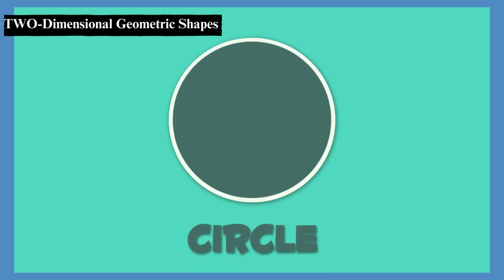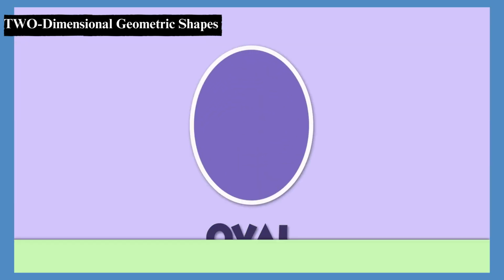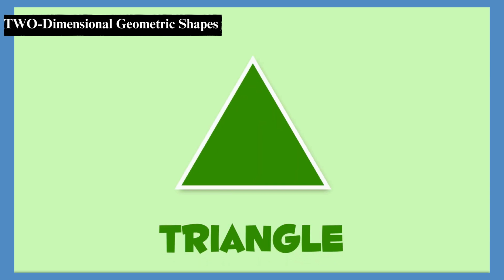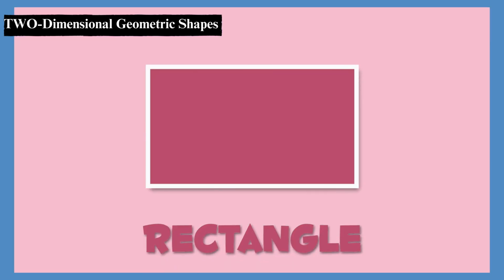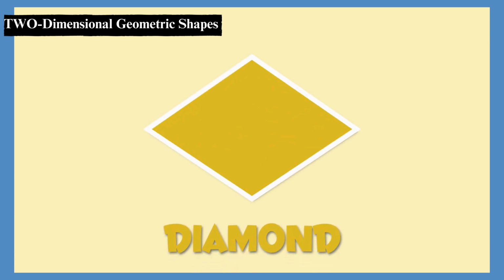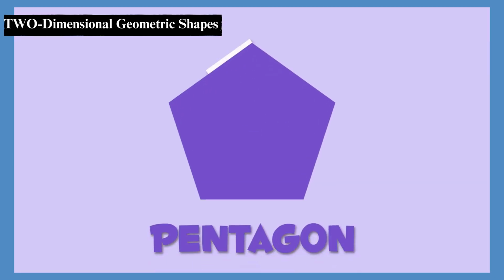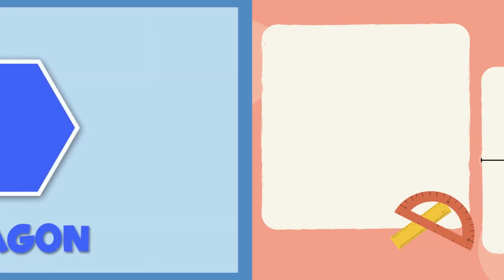Circle. Oval. Triangle. Square. Rectangle. Diamond. Pentagon. Hexagon.